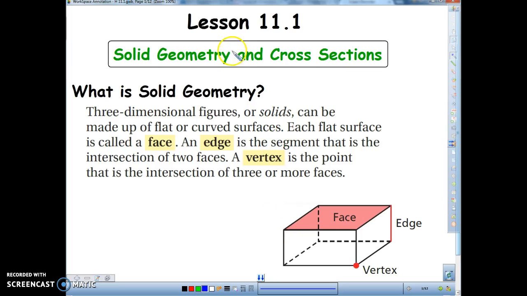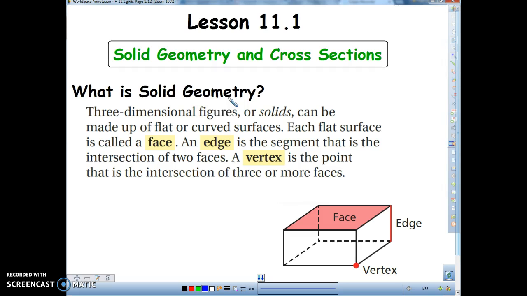Hey there everyone. Today's lesson is from chapter 11, section 1, and it focuses on solid geometry and cross sections. So in this chapter we're introducing three-dimensional figures, and so we start by looking at just solid geometry in general. Three-dimensional figures can be made up of curved or flat surfaces, but in this section specifically we're going to look at the shapes that have a flat surface.